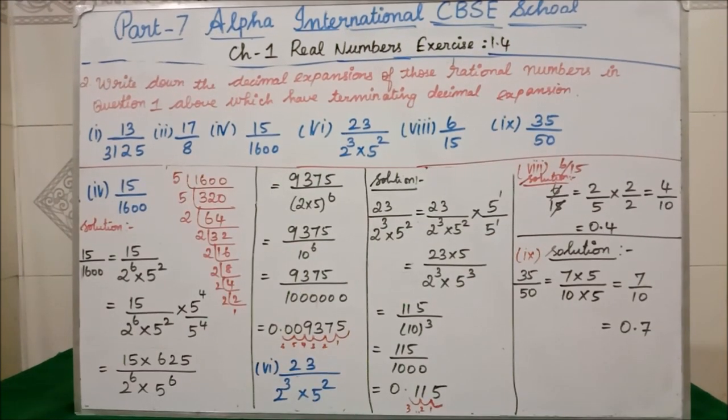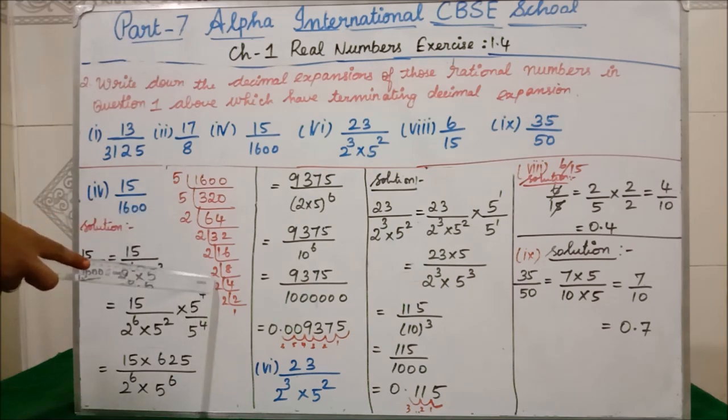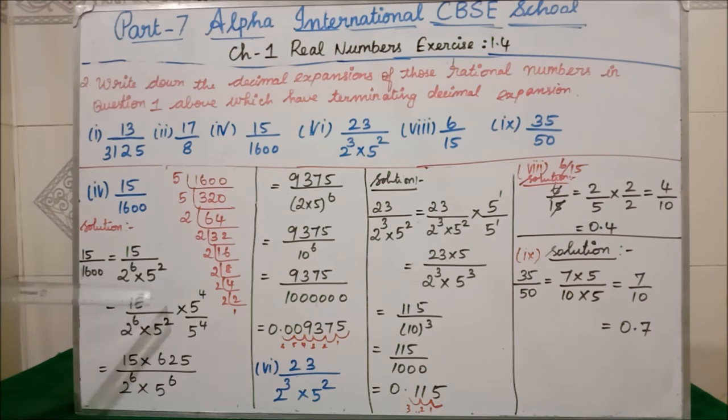Now we will see the fourth question. Our fourth question is 15 divided by 1600. I have done prime factorization here. What I am getting is 1, 2, 3, 4, 5, 6. 2 I am getting 6 times and 5 I am getting 2 times. So I can write 2 power 6 into 5 square, isn't it? This 1600 I can write as 2 power 6 into 5 square.